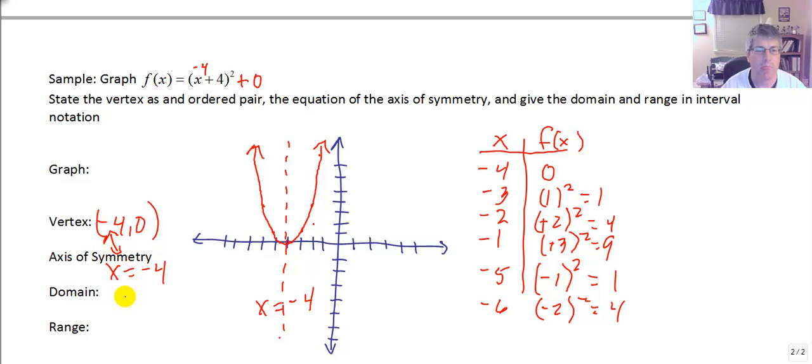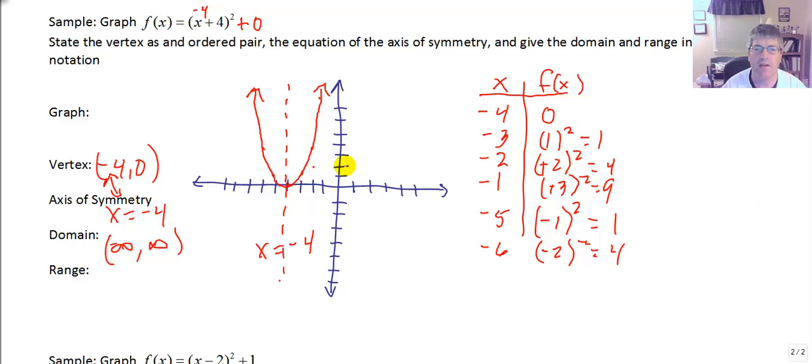Those are the same. The domain, well, I can input any value I want. Once again, so I can go from -infinity to +infinity. In my range, my valid y's, well, my graph has outputs only above the x-axis at this point. So this particular one has outputs, y's are from 0 to +infinity.